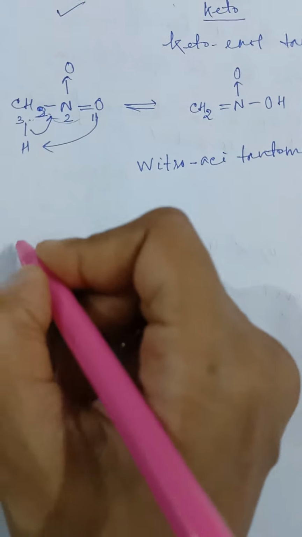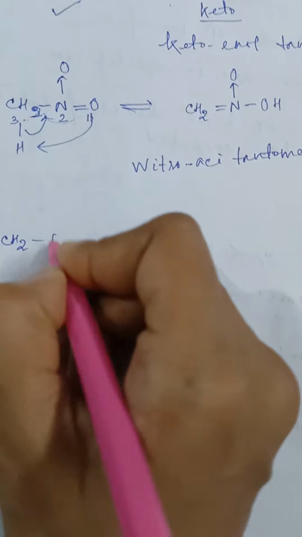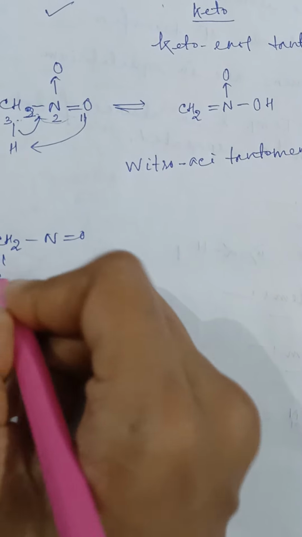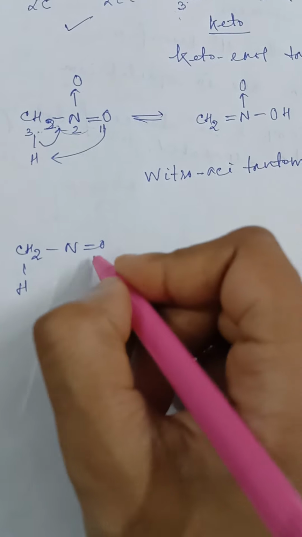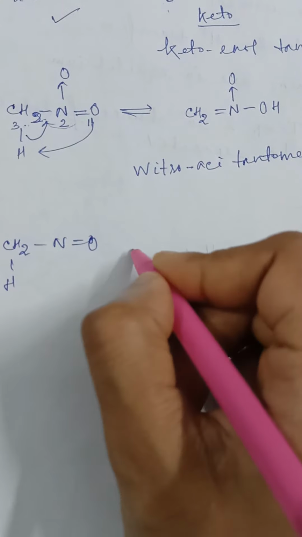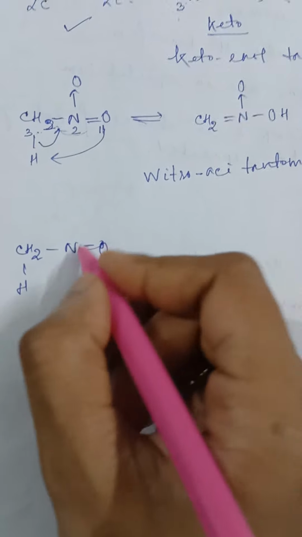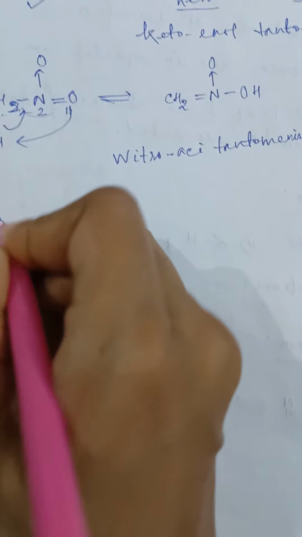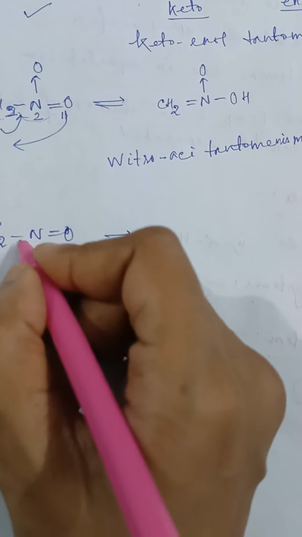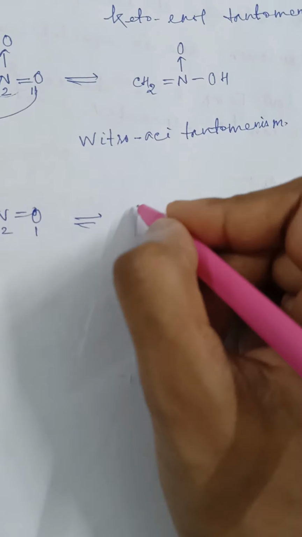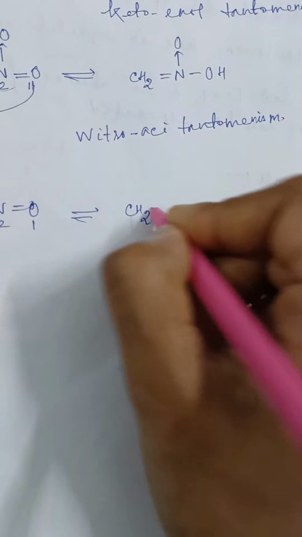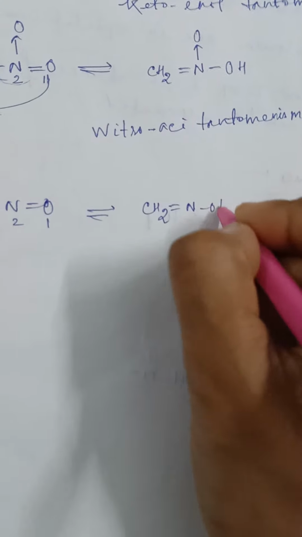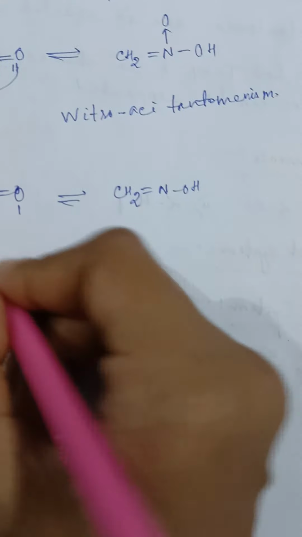Okay. And it has lots of examples actually. Suppose, I'm writing this hydrogen like this for your better understanding. This is oxygen. So this is a nitroso group. Now again the same thing, 1, 2, 3. Hydrogen transfer will happen and the double bond will come here. So we'll end up with CH2 double bond NOH. This is known as oxime.